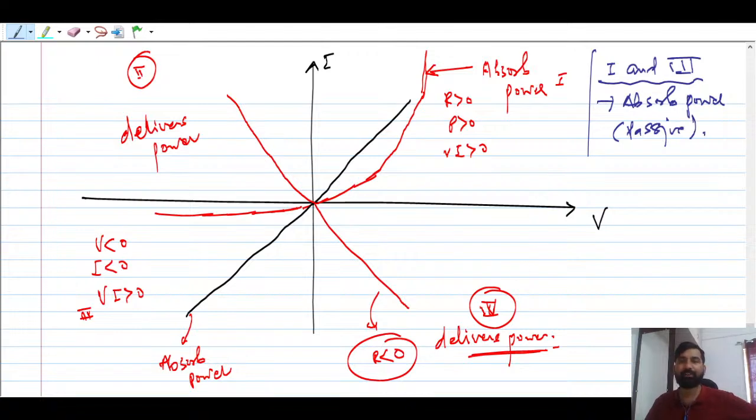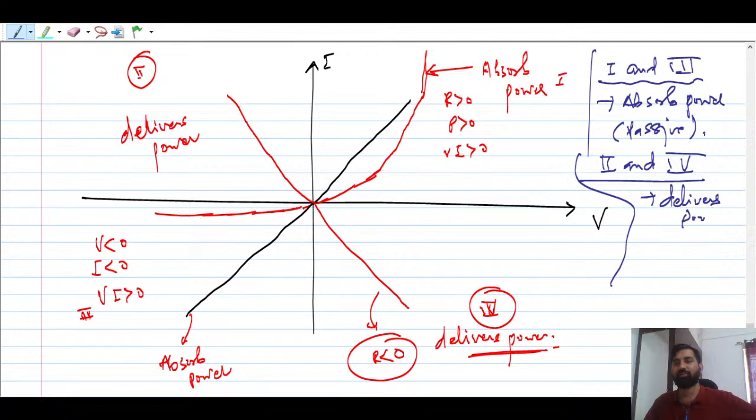If it is in the second and fourth quadrant, the power is delivered. You can say the element delivers power, so this kind of element is basically active. So I need not specify here which is an active element and which is a passive element. Looking at this IV characteristic, you can always tell which one is active and which one is passive. Please remember this.